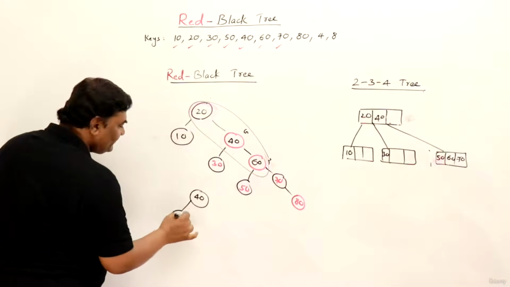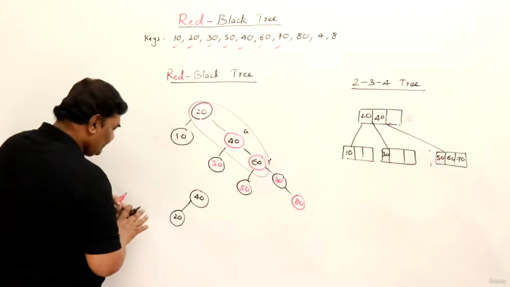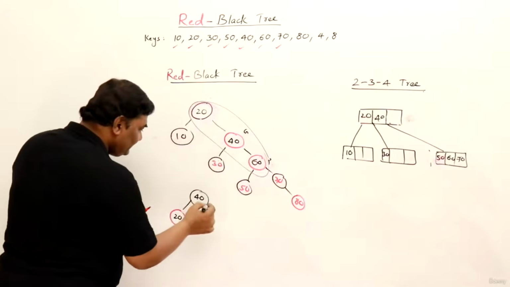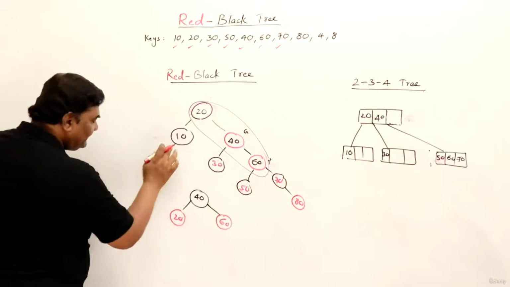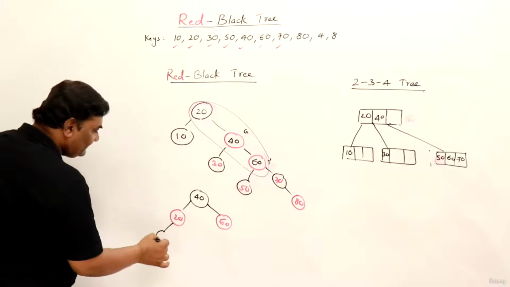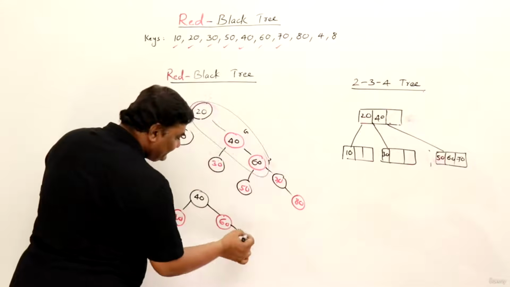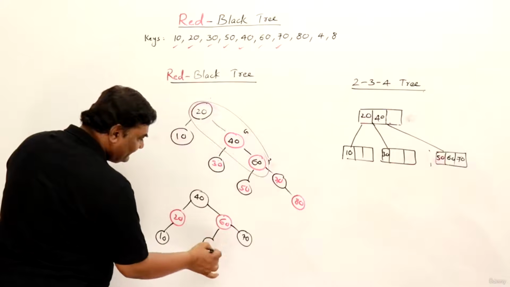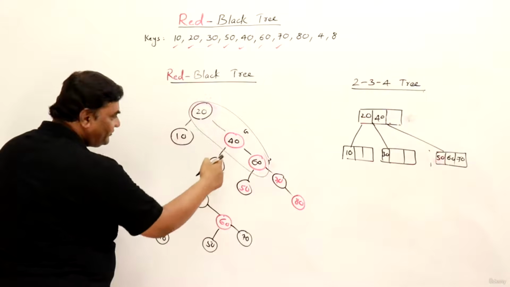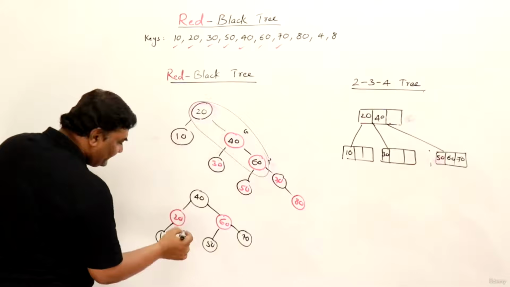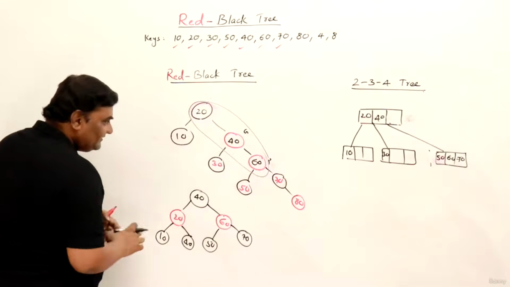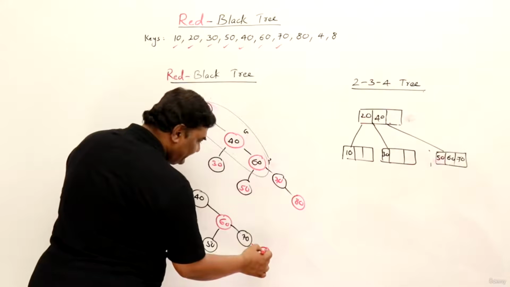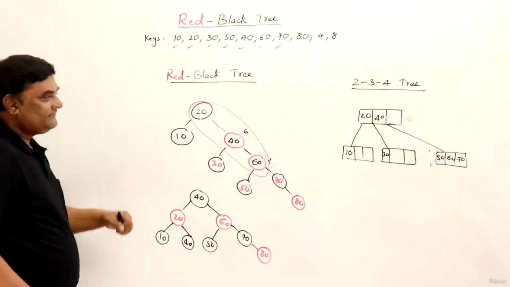40 comes here, 20 is on this side and 20 should be red. Right, 20 should be red and this 60 should be red. 10 is on the left hand side, okay, and 60's right side is 70 and 60's left side is 50, that is black color only. 30 was left of 40, it should come as right of 20, black color only. Then 80 is red only on the right hand side of 70. This is the final tree.